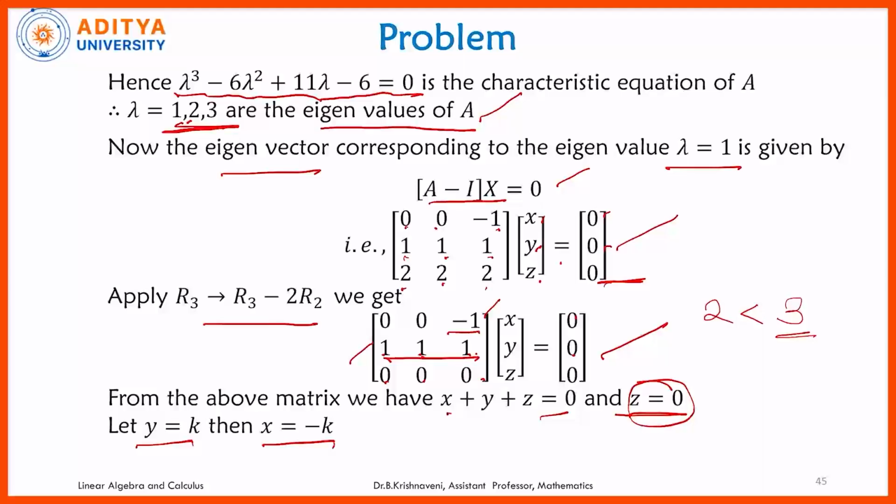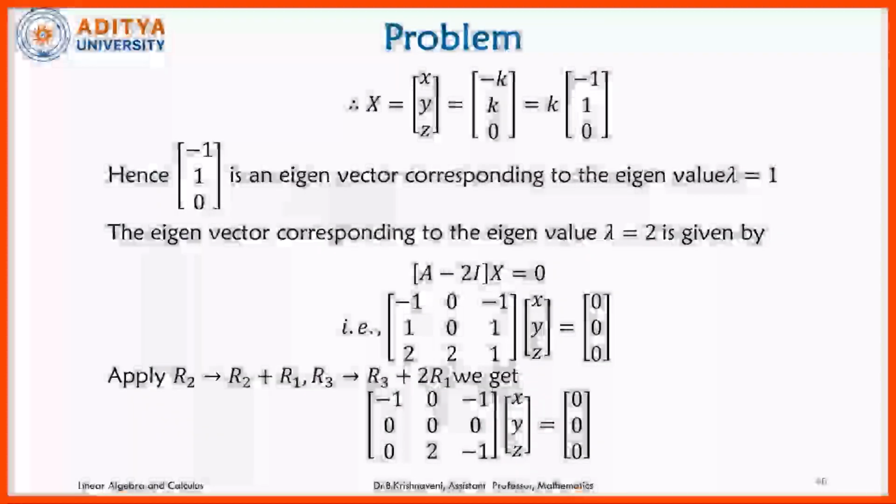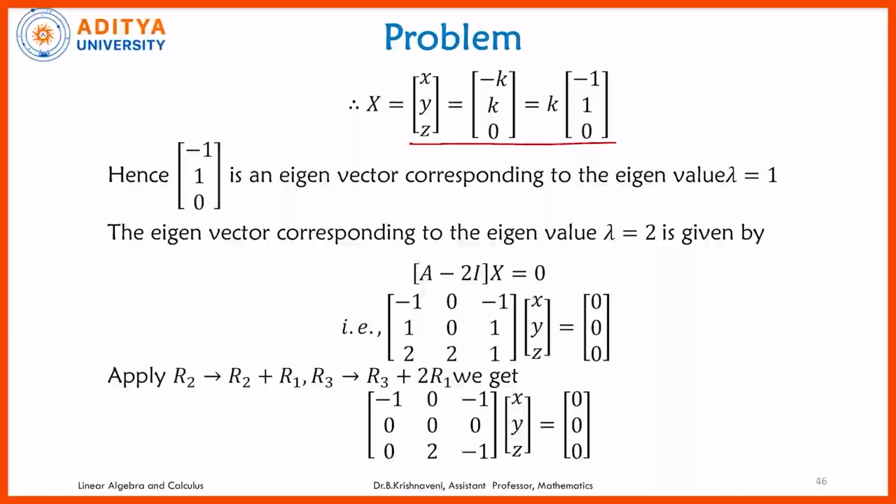So out of x, y, z, in this equation we got the z value, and to find x we fixed y equal to k, which is an arbitrary constant. Then we are able to find x equal to minus k. Therefore the vector corresponding to lambda equal to 1 is [x y z] equal to [-k k 0], that is k times [-1 1 0]. Hence we conclude that the vector [-1 1 0] is the eigenvector corresponding to lambda equal to 1.